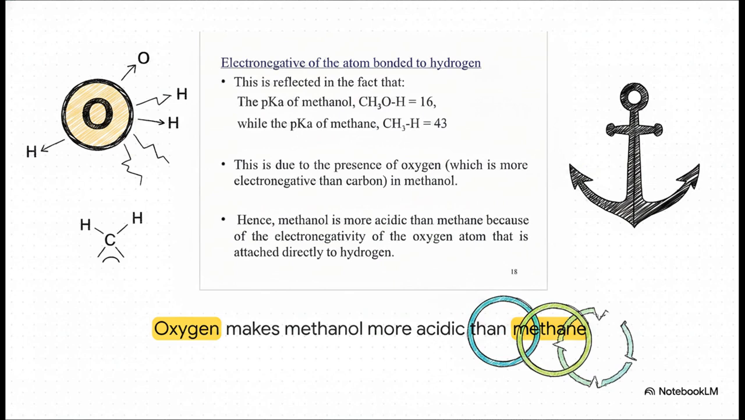If we compare methanol, which has a pKa of 16, to methane, which has a massive pKa of 43, remember, lower pKa means stronger acid. Methanol is significantly more acidic. Why? Simply because that hydrogen is bonded directly to oxygen.